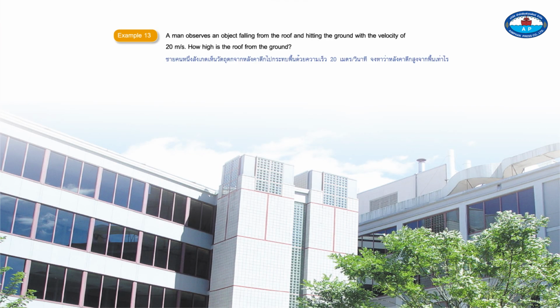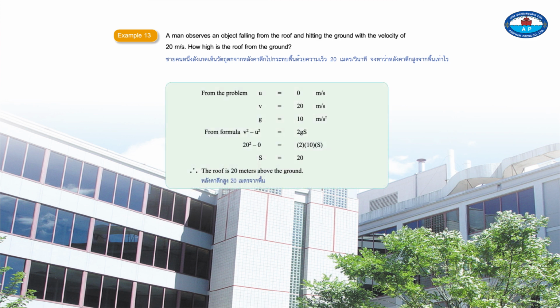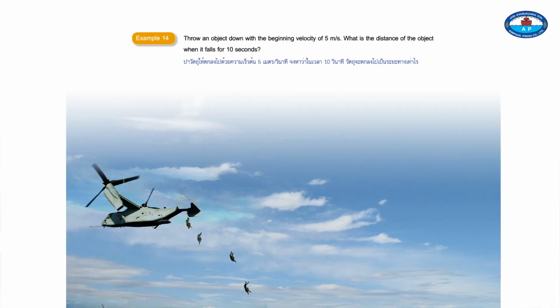Example 13. A man observes an object falling from the roof and hitting the ground with the velocity of 20 meters per second. How high is the roof from the ground? The roof is 20 meters above the ground. Example 14.